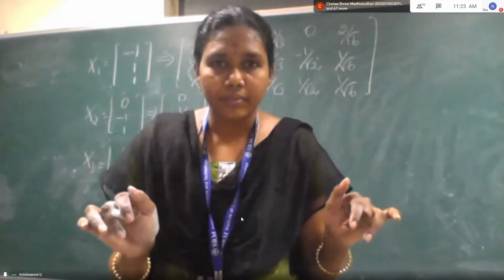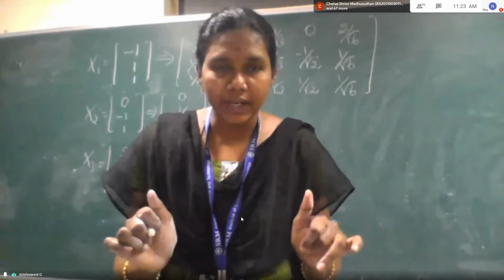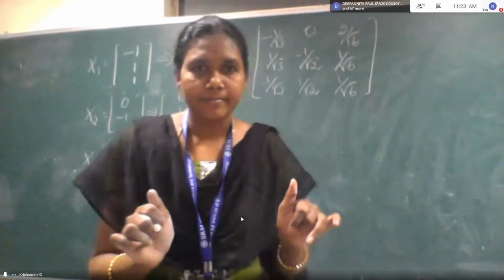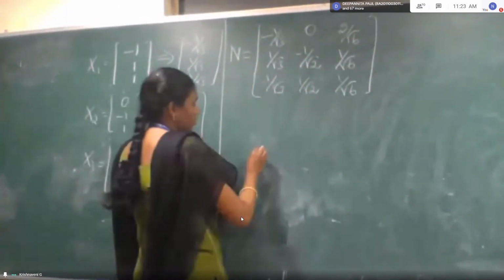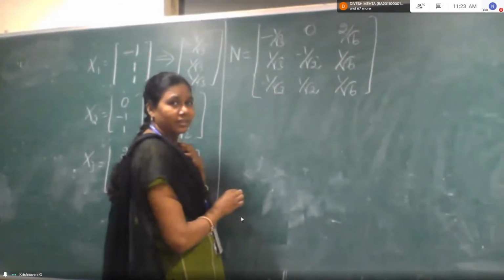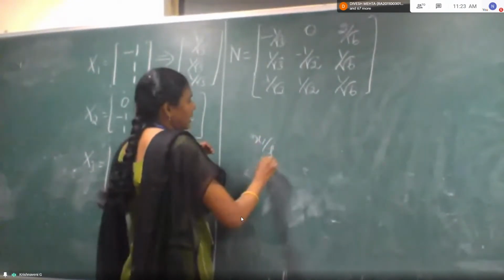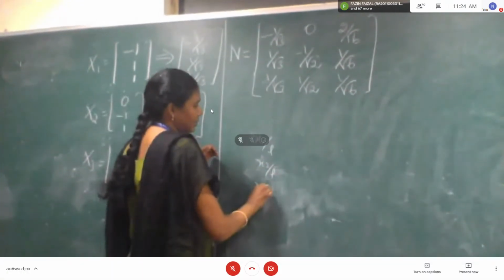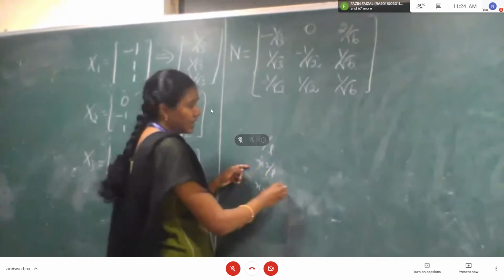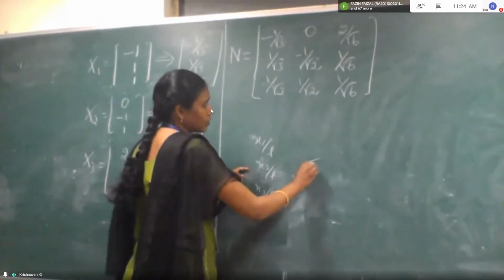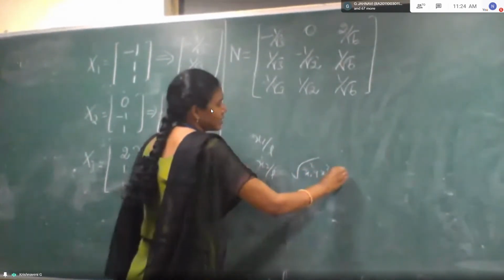Normalized form. You did not write? No, ma'am. X1 by L, X2 by L, X3 by L. Here L is nothing but root over X1 square plus X2 square plus X3 square.